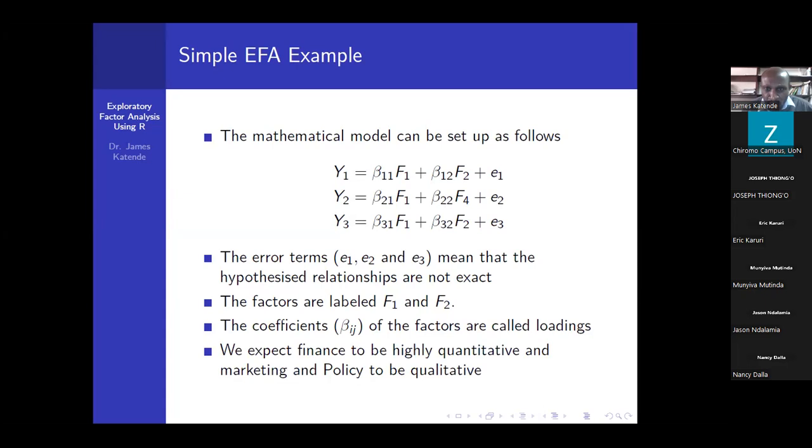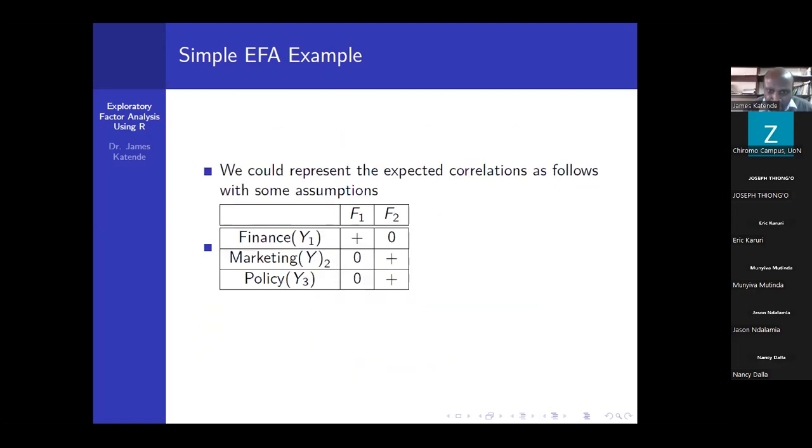This is basically repeating what we have said. We expect finance to be highly positively correlated with the first factor, which we claim is quantitative ability, and the other two, marketing and policy, should be positively correlated. So this should not actually be 0, but close to 0. But 0 here simply means that the connection is not very strong.